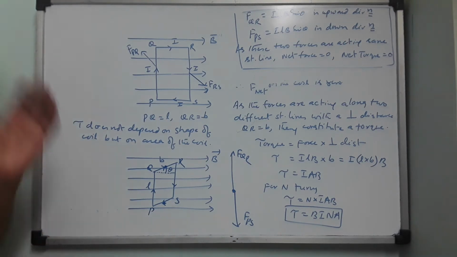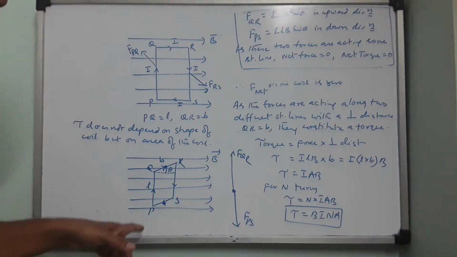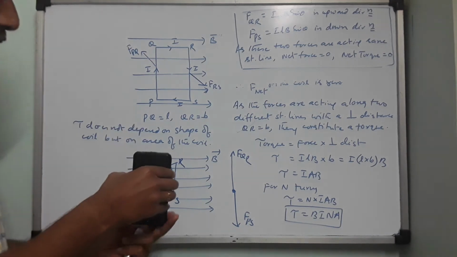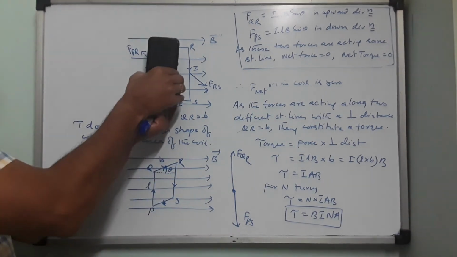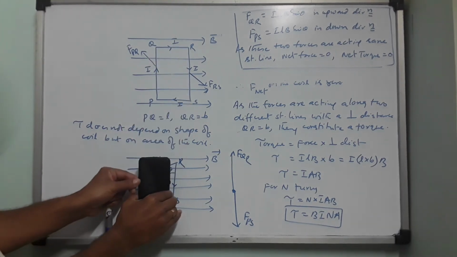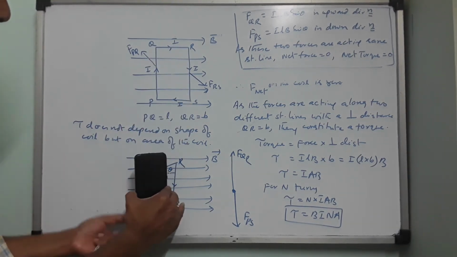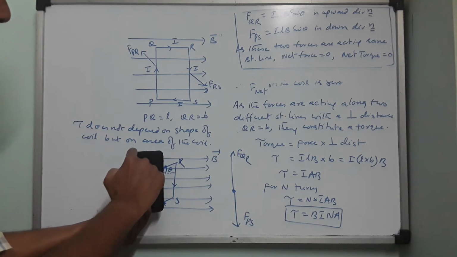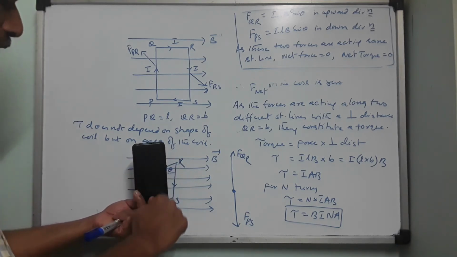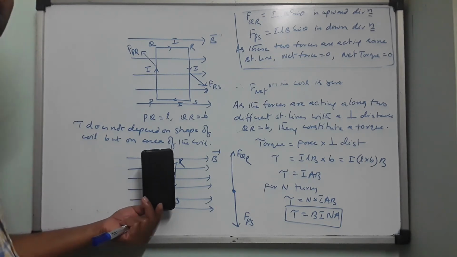Now we have to discuss the force on PQ and the force on SR. Suppose this is a coil. The orientation is like this. When you come to this position, the orientation will become like this. So this side may be making an angle theta with the field, but these vertical sides always remain at 90 degrees.